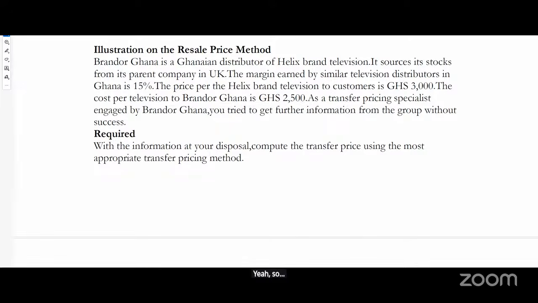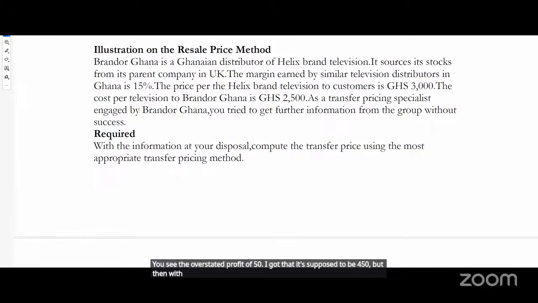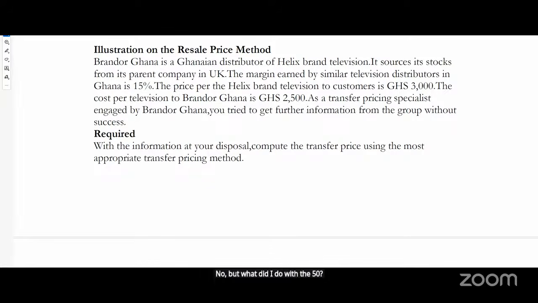Prof, what would you do with the 50? You see the overstated profit of 50. I got that it's supposed to be 450, but where do you pass an adjustment for the 50? Or do you just indicate that the 50 is overstated? No, what did I do with the 50? Who can tell her what I did with the 50? You added it to the cost as TP, as a transfer pricing adjustment.